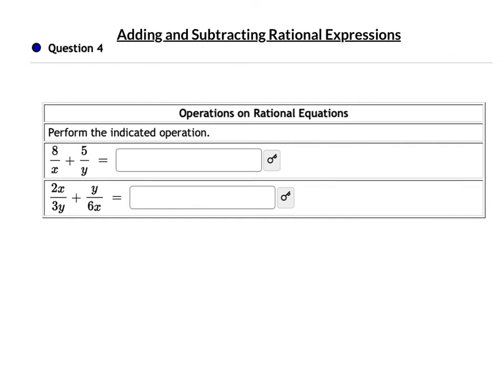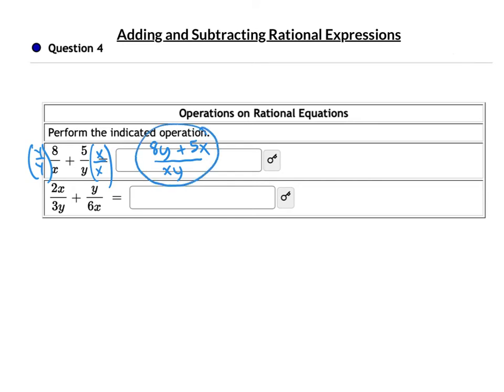This denominator has an x in it, 8 over x. That means this one will have to have an x in it. I'm going to multiply by x over x. This other denominator has a y, 5 over y, so I'm going to multiply by y over y. Now my denominators are the same. They are xy. I'll go alphabetical there. Up top, I'll have 8y, 8 times y, plus 5x, and I can't add those. They're not like terms. This is my answer.